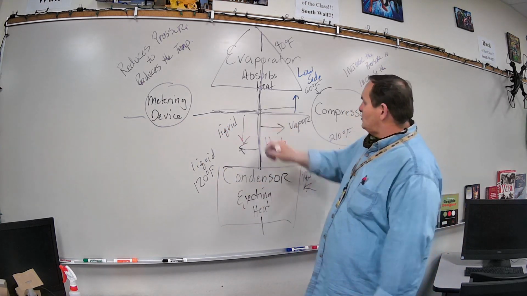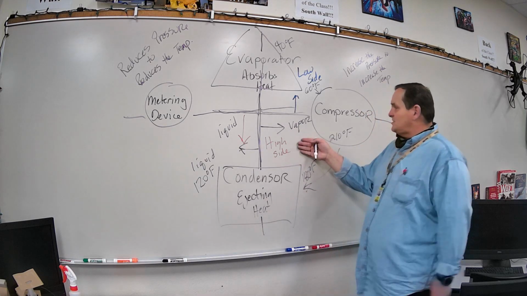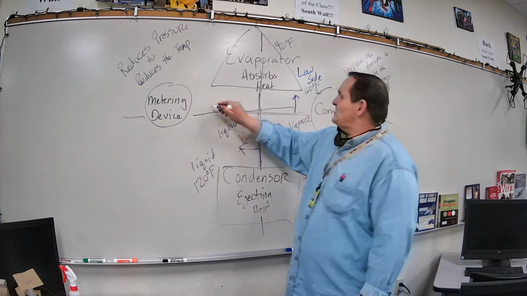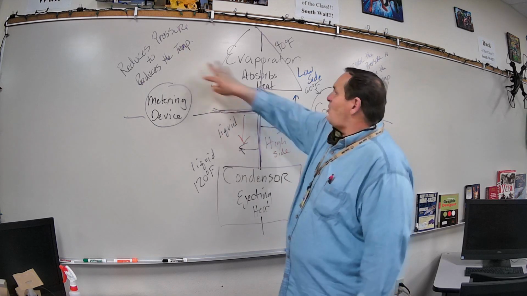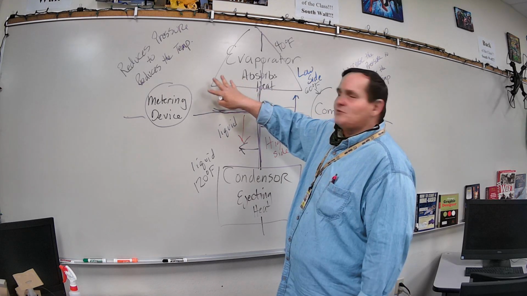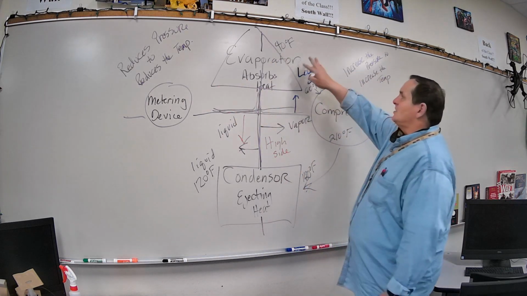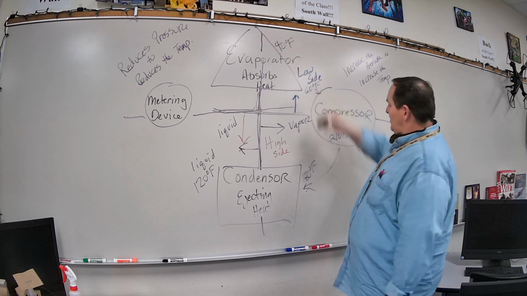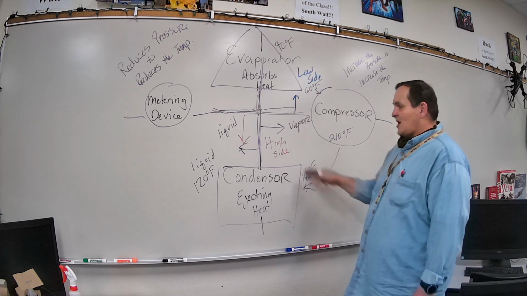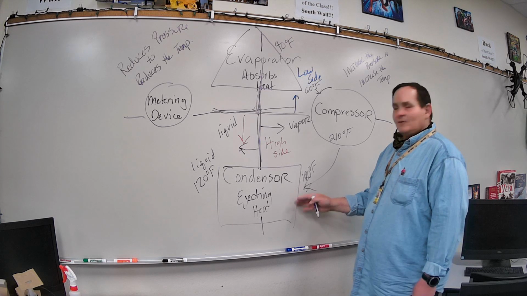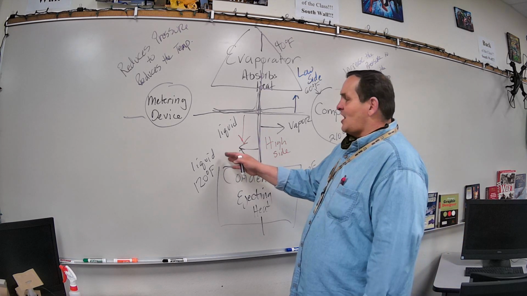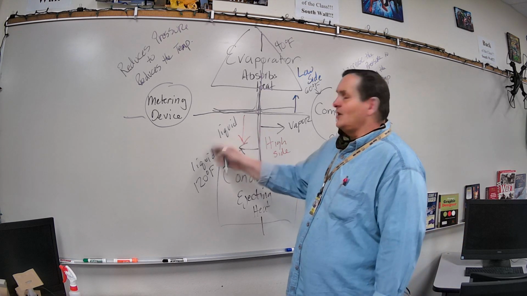And just remember these quadrants, okay? Remember, this is starting from the meter device. I like to start from the meter device. This quadrant right here is a low pressure, low temperature liquid. This quadrant is a low pressure, low temperature vapor. This quadrant is a high pressure, high temperature vapor. This quadrant is a high temperature, high pressure liquid.